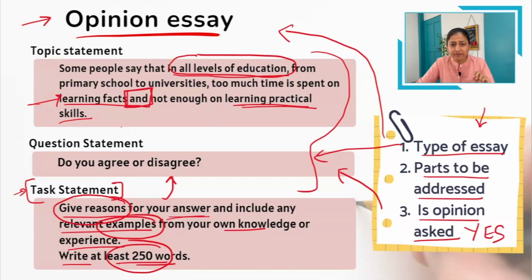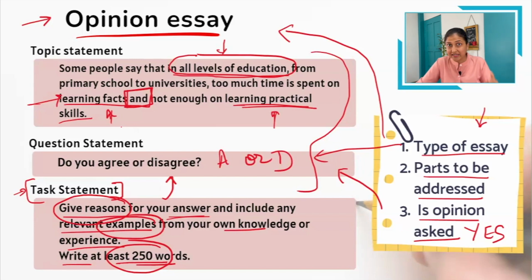So, once you identify, okay, all levels of education, spending time only on learning facts, not enough time on learning practical skills. Now, I also have to decide if I agree or I disagree with what has been stated. Right? So, this also has to be considered. Very important. Yes. Third question is the opinion asked?